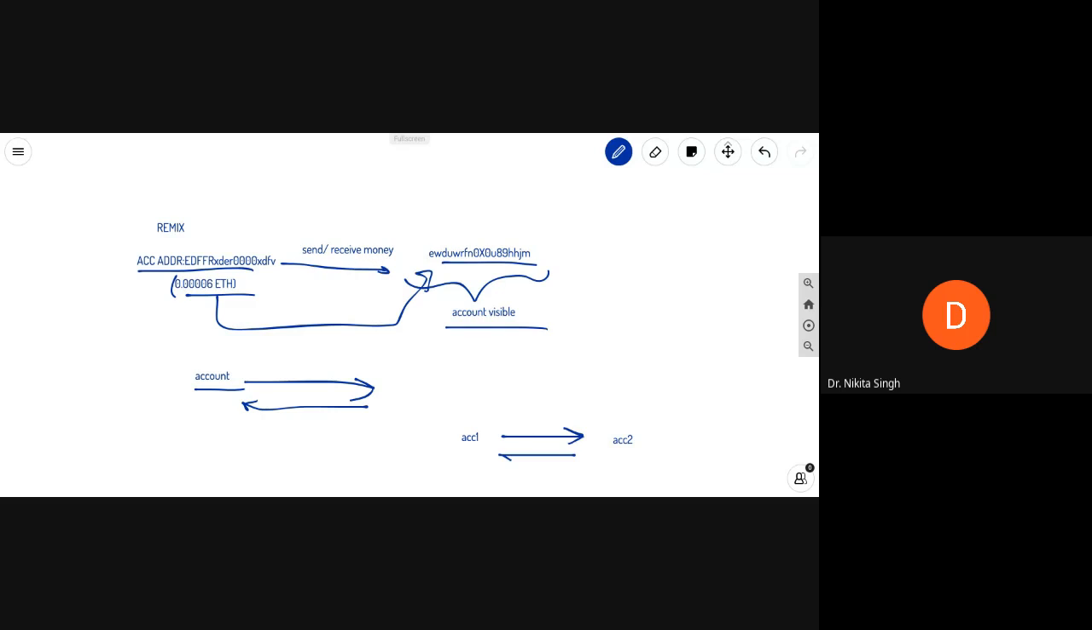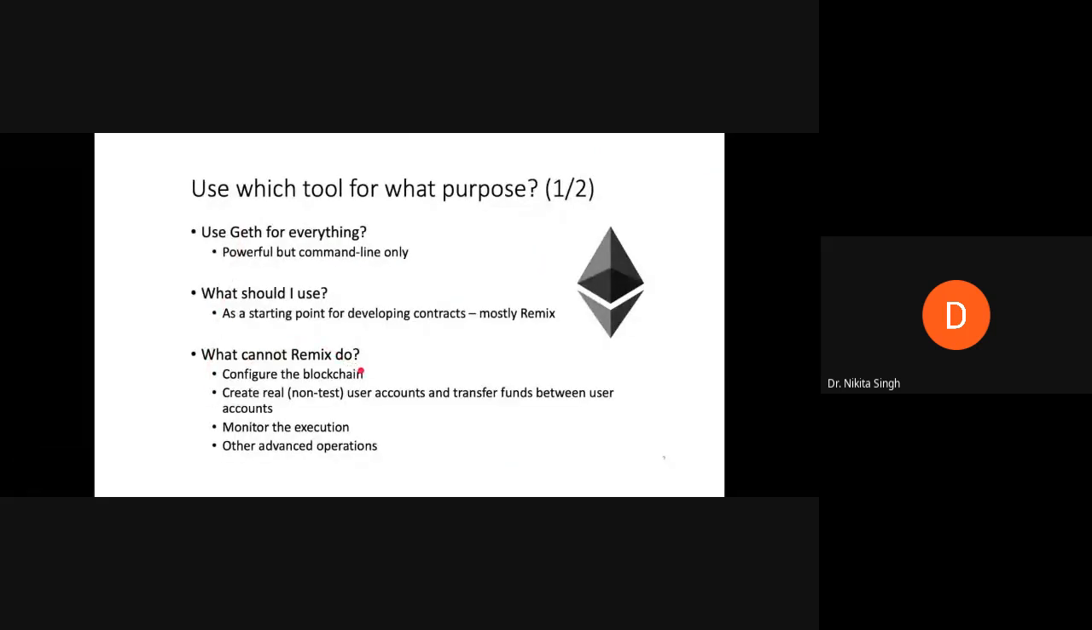So what exactly can Remix not do? It cannot configure your blockchain. It cannot create real non-test user accounts and transfer funds between them. It does not monitor the execution of transactions, and it also does not have certain advanced options.